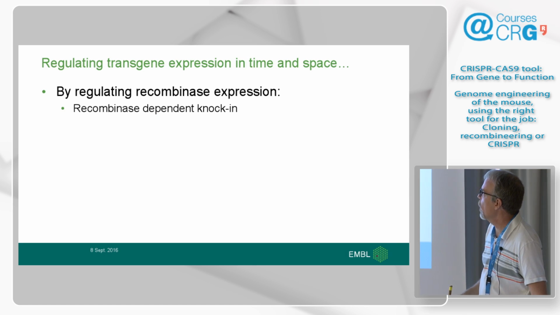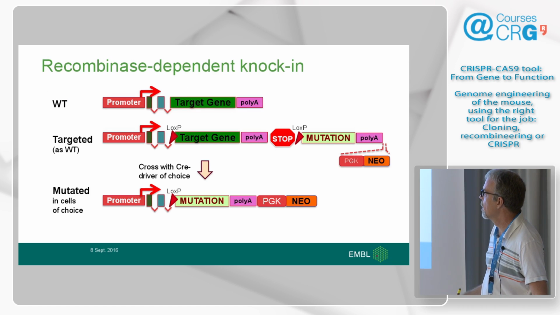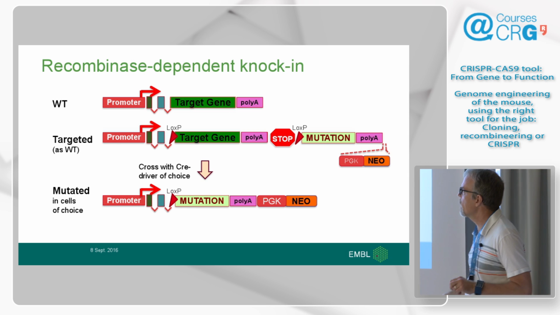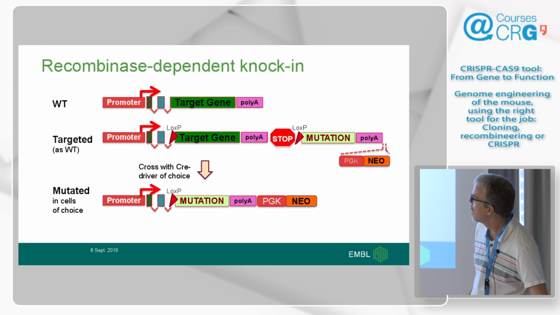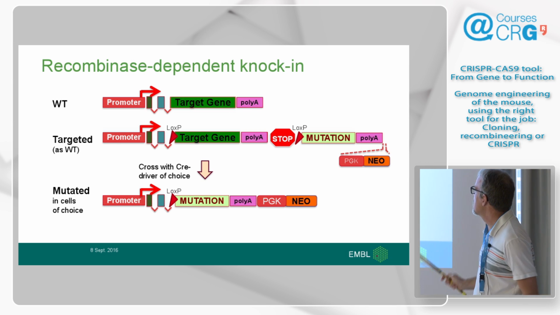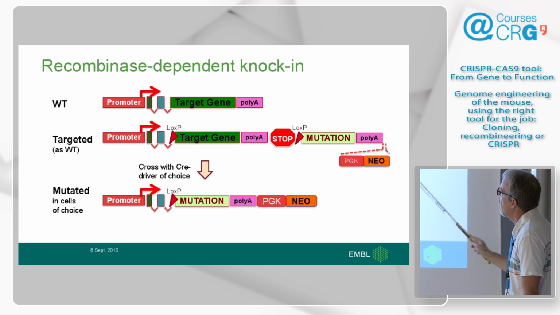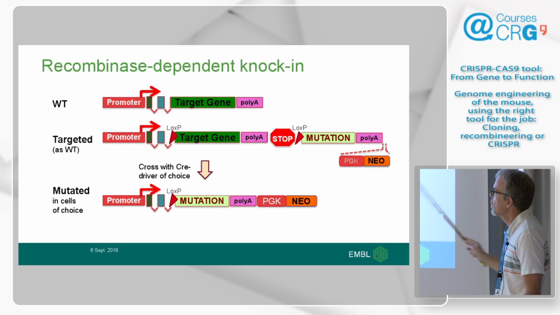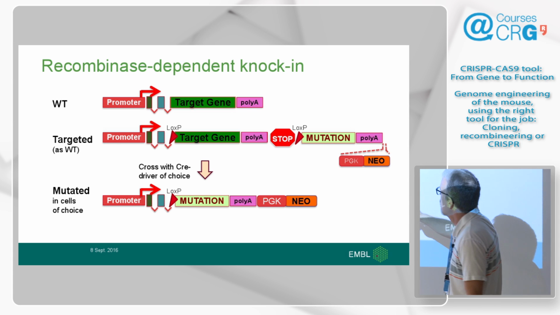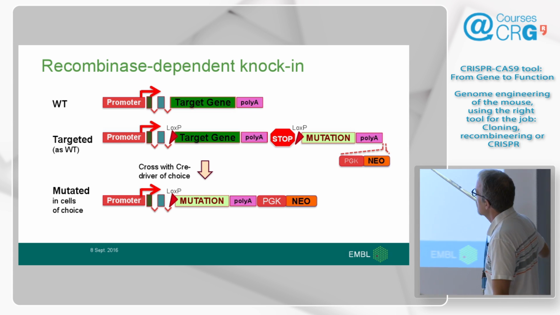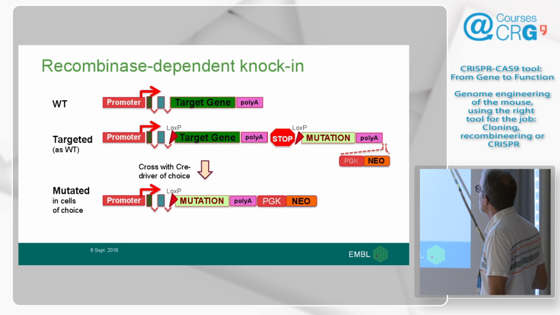Okay, we can regulate transgene expression in time and space by regulating recombinase expression. For example, we could make a recombinase dependent knock-in. So this is back kind of the old school technology. We've got our classic transgenic construct here. And here's our target gene, and over here we have a mutant version of it. And so now we have this big construct that has our target gene flanked by LOXP sites with a stop sign in between here, and then the mutation downstream.